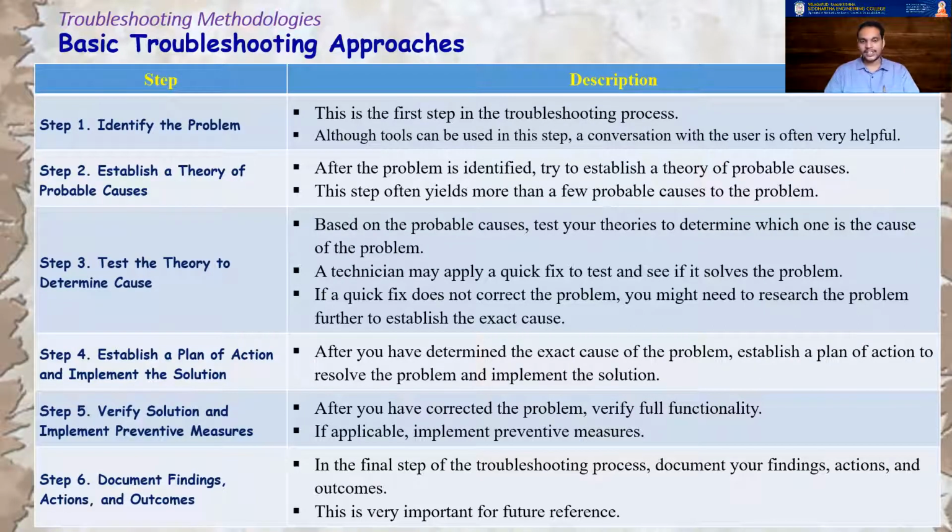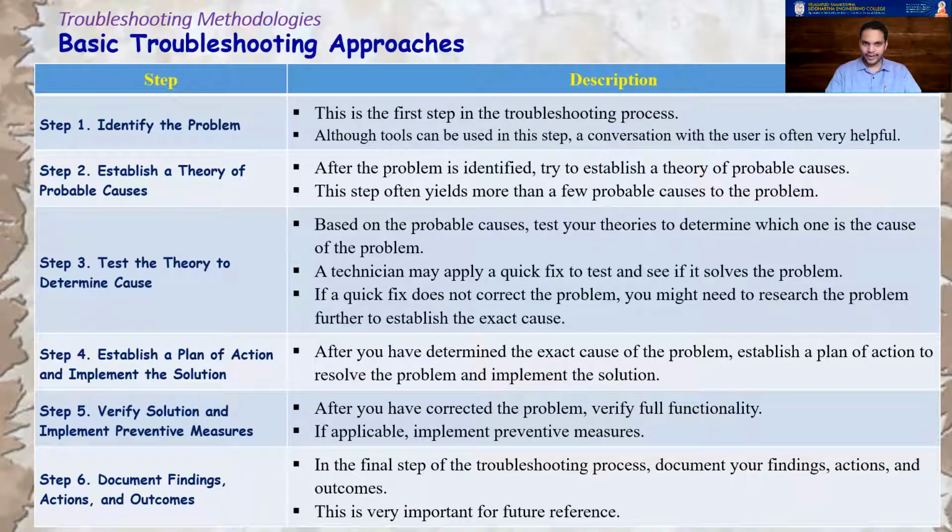A technician may apply a quick fix to test and see if it solves the problem. If it does not solve it, then you have to research the problem a little bit further and then establish the exact cause. Once you've done this in step 3, you can repeat it for each and every probable cause that you identified in step 2, until you come to the conclusion that this is the issue which has given rise to this particular problem. Then go to step 4. You establish a plan of action and then implement the solution.